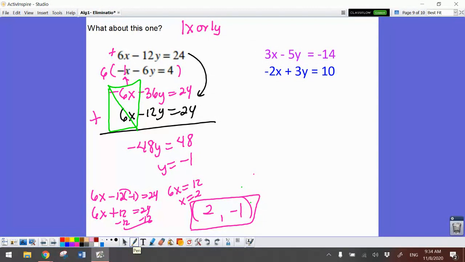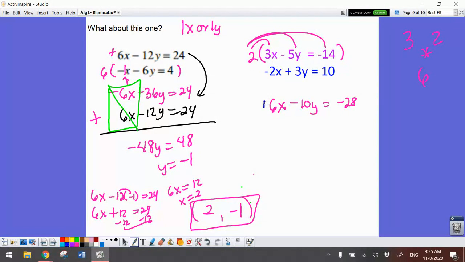So we have to decide at this point, do we want to get rid of x's or do we want to get rid of y's? Well, I think we should get rid of x's because I know that 3 and 2, if I multiply them, could make a 6. So if I need a 6x on this first one, that would mean I would need to multiply by 2. So 2 times 3 is 6. 2 times -5 is -10, and 2 times -14 is a -28.